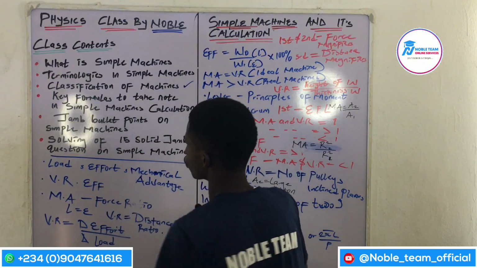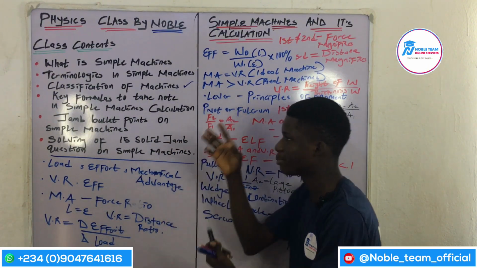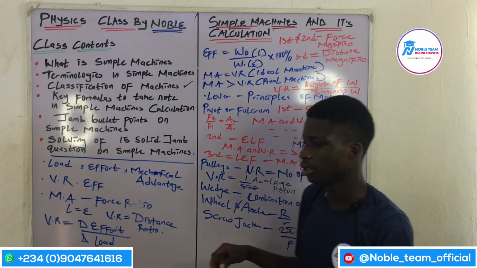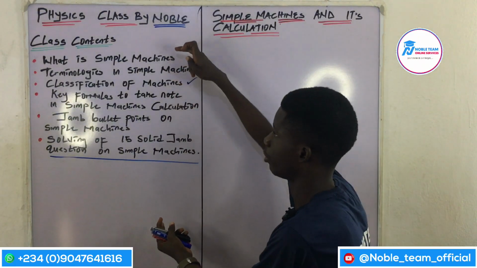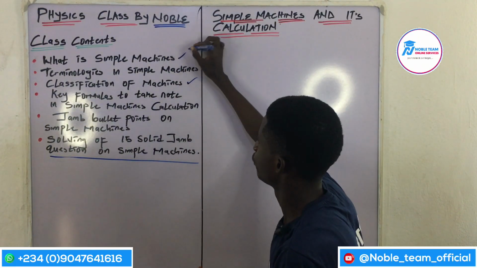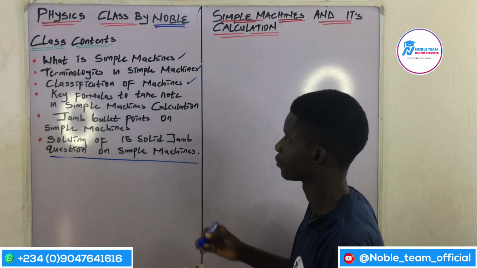Now the next one I want us to look into is the key formulas to take note of in simple machines. So I'm going to wipe the board out, and I'm going to pause the video so I'll be able to wipe it out. All right, so we are done with the definition of simple machines, terminologies in simple machines, then classifications of simple machines.